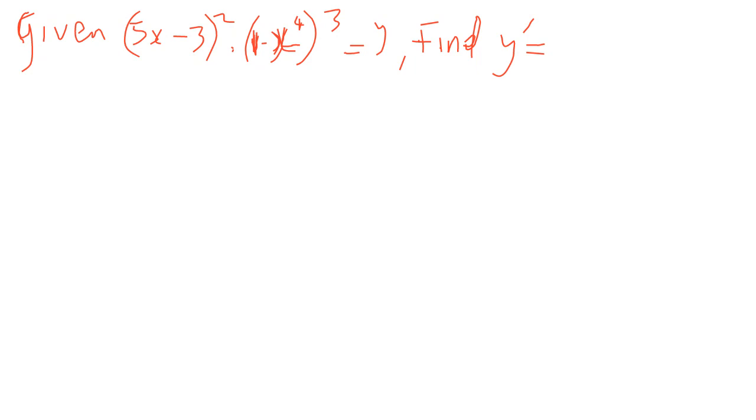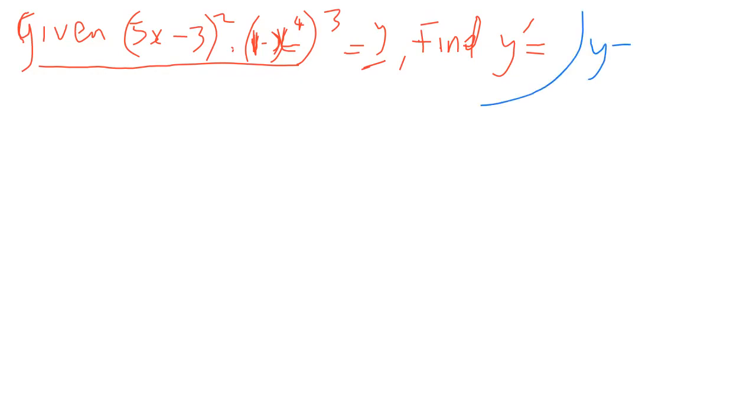All right, so given this function, y equals (5x minus 3) squared multiplied by (1 minus x to the power 4) all cubed, find y prime. So the first thing I want to do, if I am finding y prime, is rewrite. So I'm going to rewrite this question.